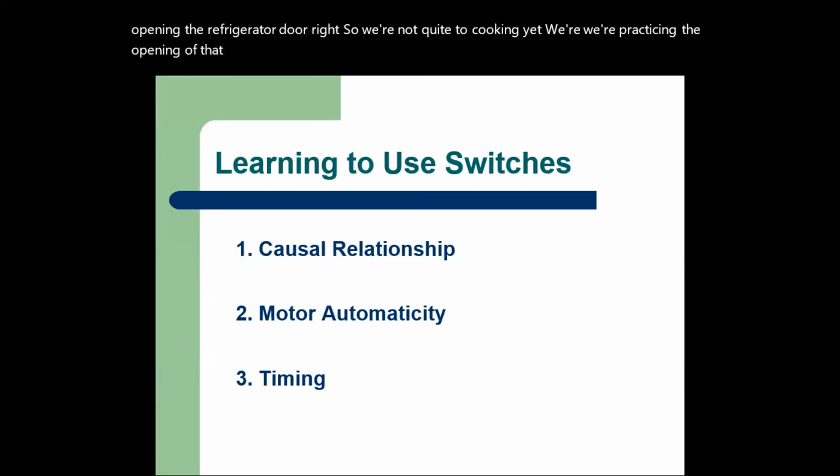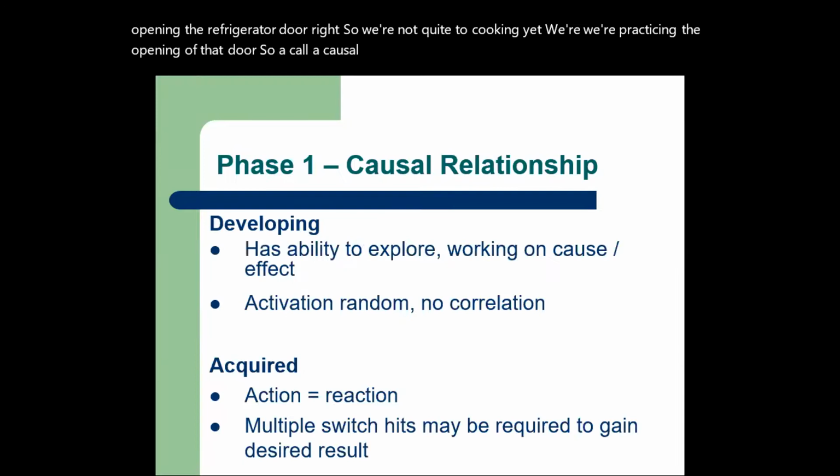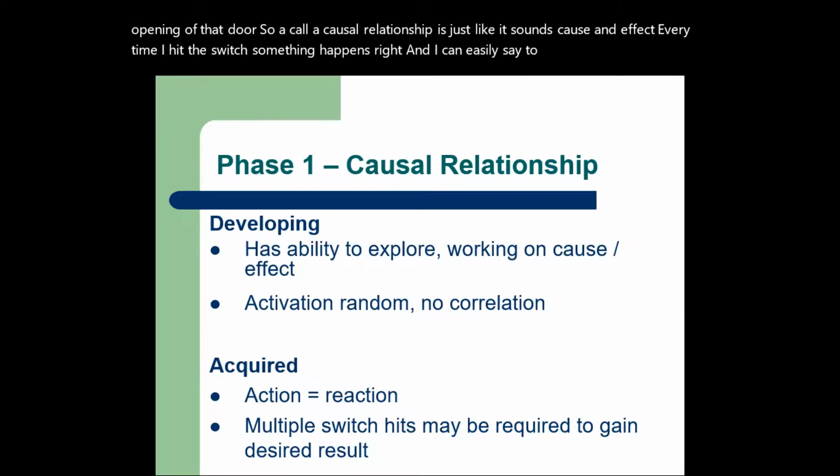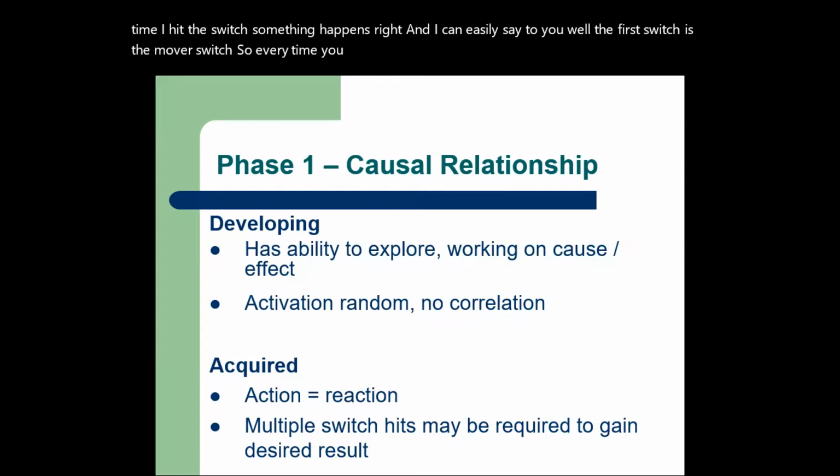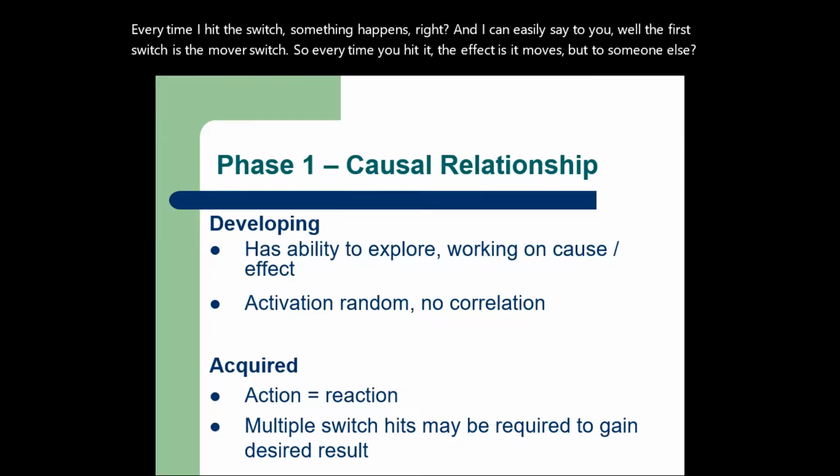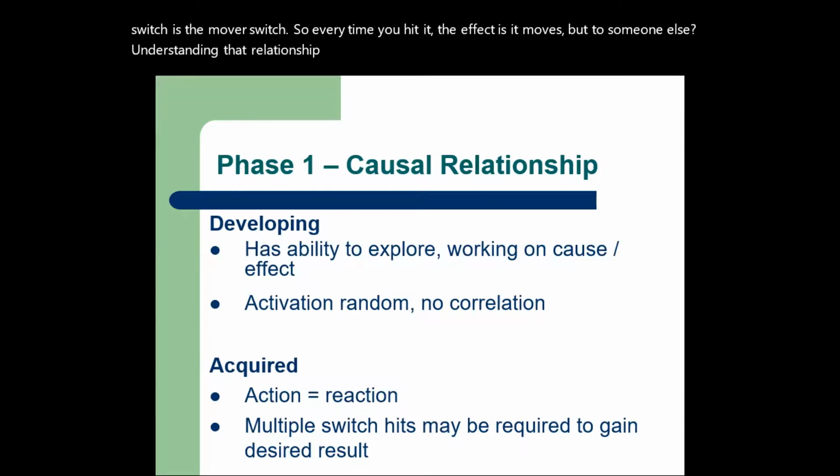So a causal relationship is just like it sounds, cause and effect. Every time I hit the switch, something happens, right? And I can easily say to you, well, the first switch is the mover switch, so every time you hit it, the effect is it moves. But for someone else, understanding that relationship when language might be impaired, cognition might be impaired, it's tougher, right?